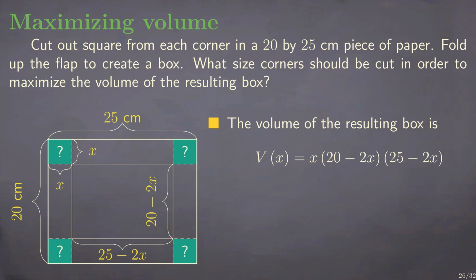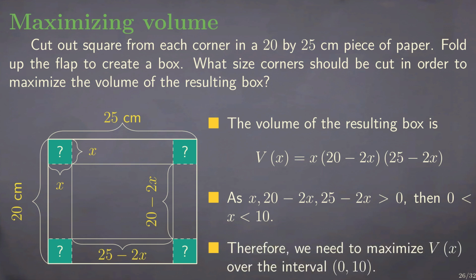From the nature of x, we know that x, 20 minus 2 times x, and 25 minus 2 times x are all positive because they are sides of a box, right? And from this we deduce that x should be positive and less than 10. So the problem of maximizing the volume of the box is actually the mathematical problem of maximizing the function V(x) over the interval from 0 to 10. Okay, so that's the first example that we have here.